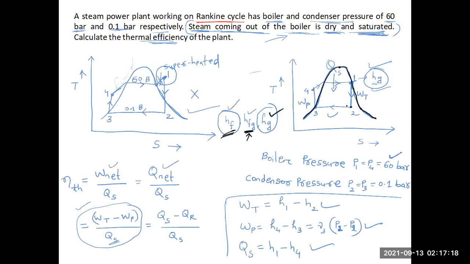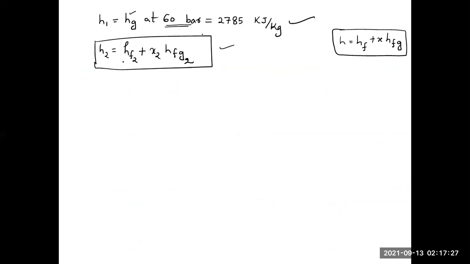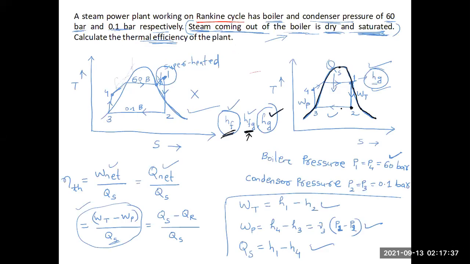Similarly here, since point 2 is located in between the saturated liquid and saturated vapor line, the enthalpy at point 2, that is H2, equals HF2 plus X2 into HFG2. Okay, so at what pressure is this? Point 2, what is the pressure here?